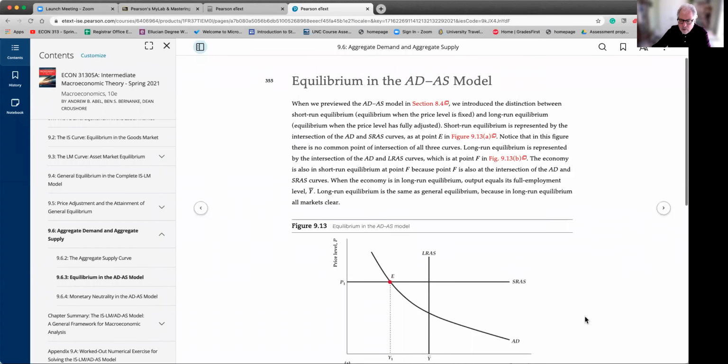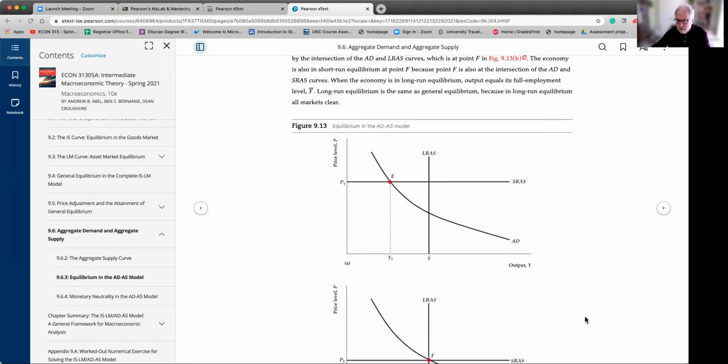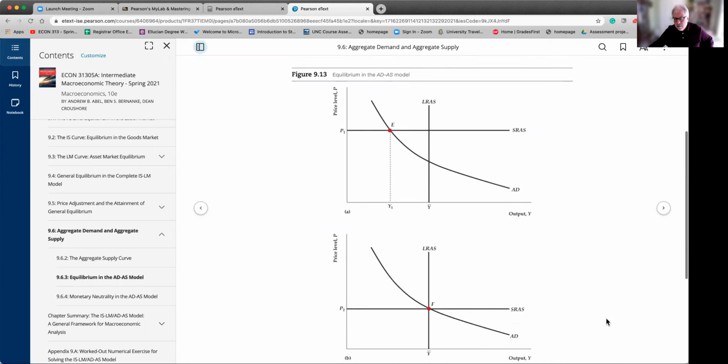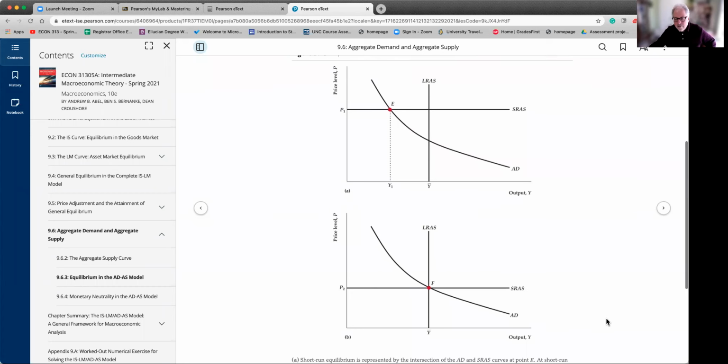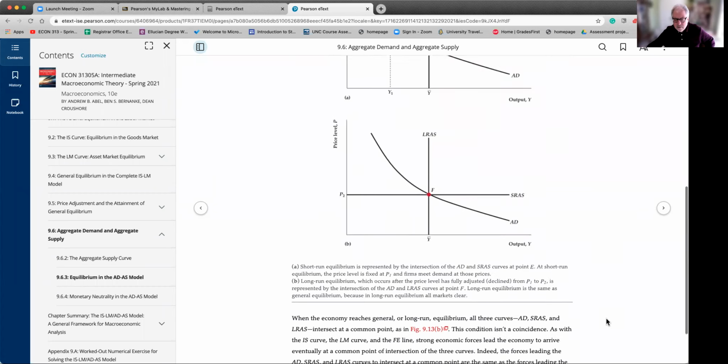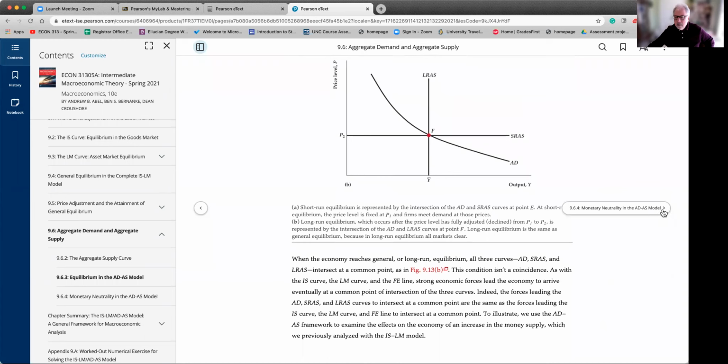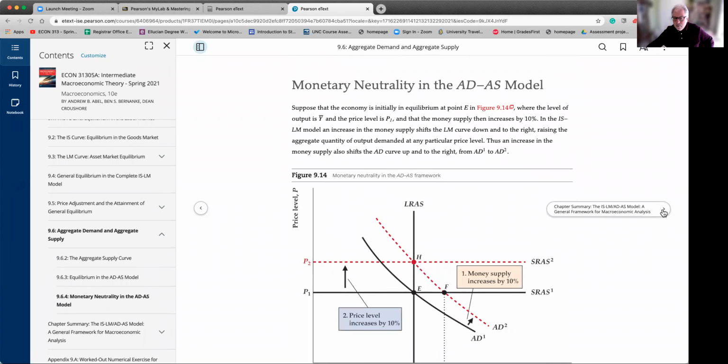So here's the equilibrium in the aggregate demand, aggregate supply model. Actually, this is showing the economy out of equilibrium, and what will happen is the short run aggregate supply curve will adjust, the price level will adjust, in other words, to bring about equilibrium in the economy. The story is not any different than with the ISLM model, but the graphical representation is different.